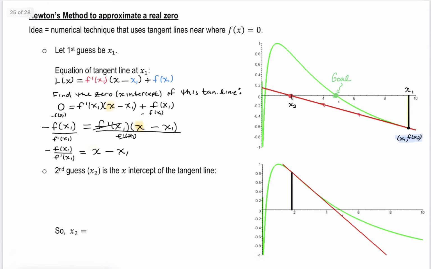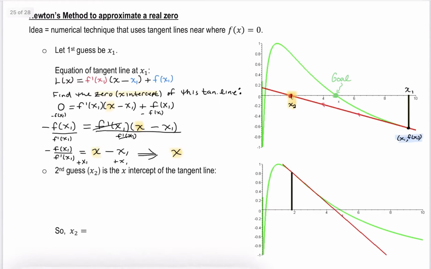And again, our goal is solving for that x. And so our last step here would be to add that x sub 1 over to the other side. And so what we now have is that this x, that's been my goal to solve for, is going to be the 0 or the x-intercept over here.